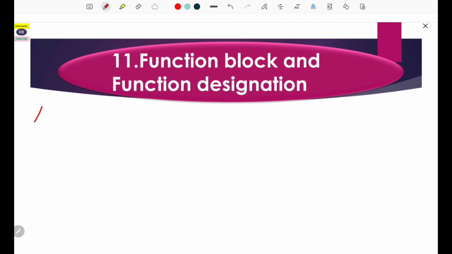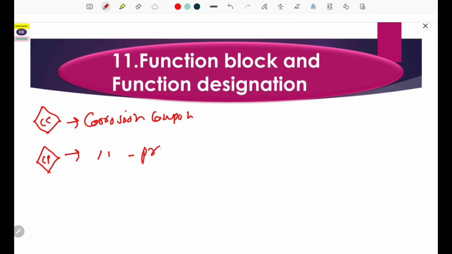If this symbol is written, and here CC is written and CP is written, each has a different meaning. This is called the corrosion coupon, and this is called the corrosion probe. So this is also used in the oil and gas sector.